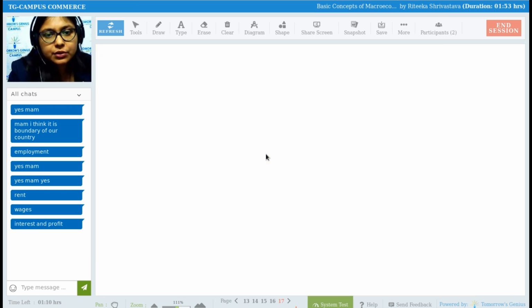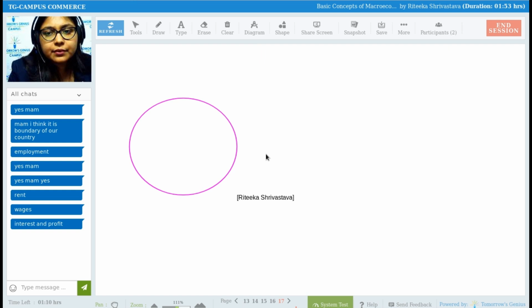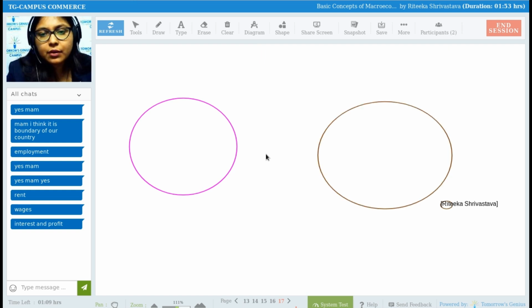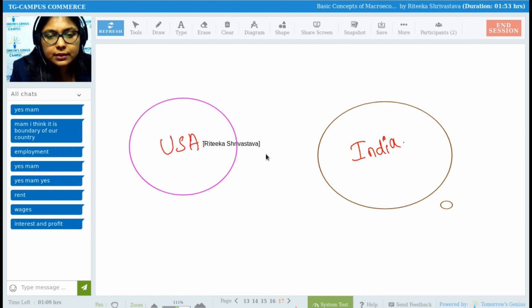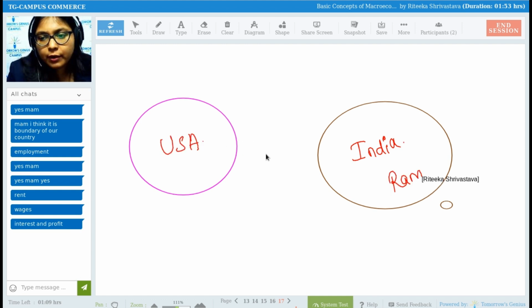Now, how from abroad? Within the domestic territory also it can take place, and it can take place from abroad also. So suppose these are the two countries. Brown is India and pink is USA. Now here there is a boy called Ram, and here there is one boy called Sham. They both are friends.